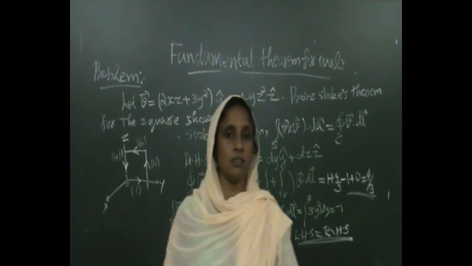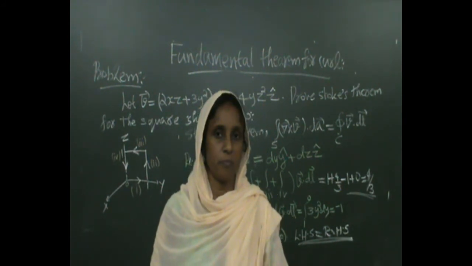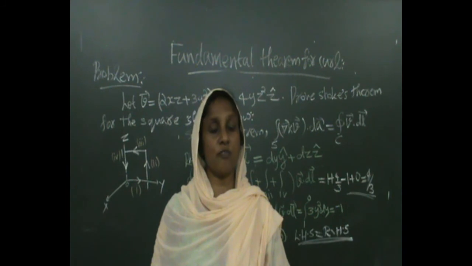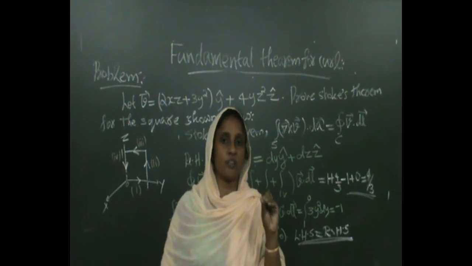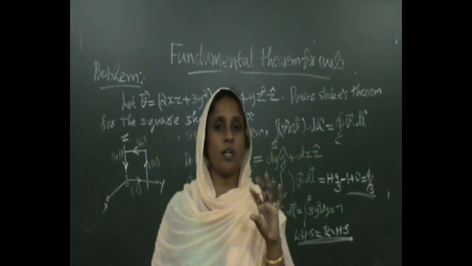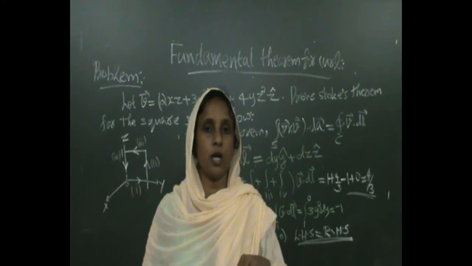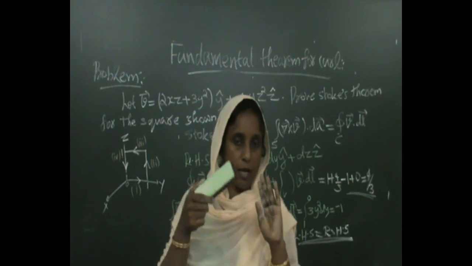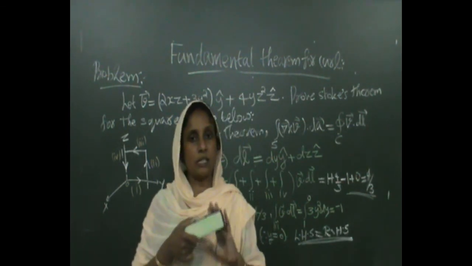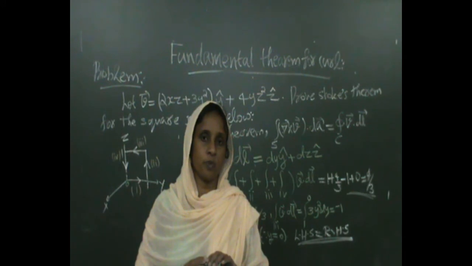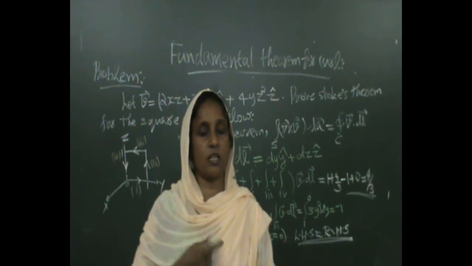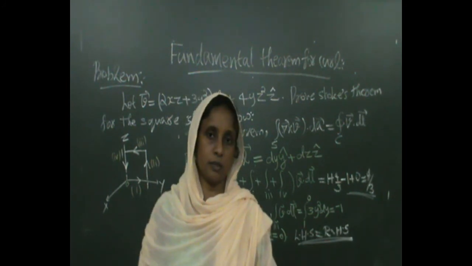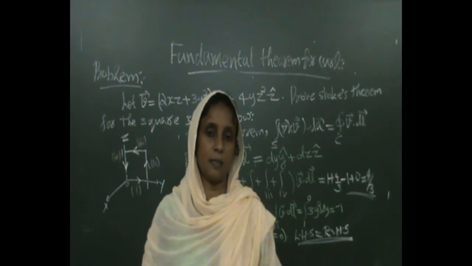So in this lecture we learned about Stokes theorem. Stokes theorem is the fundamental theorem for curl. The total swirl of a vector field over a surface is equal to its circulation. That means this theorem connects a patch of area or a surface with its boundary. So the surface integral of the curl of a vector field is equal to its circulation. That is the Stokes theorem.